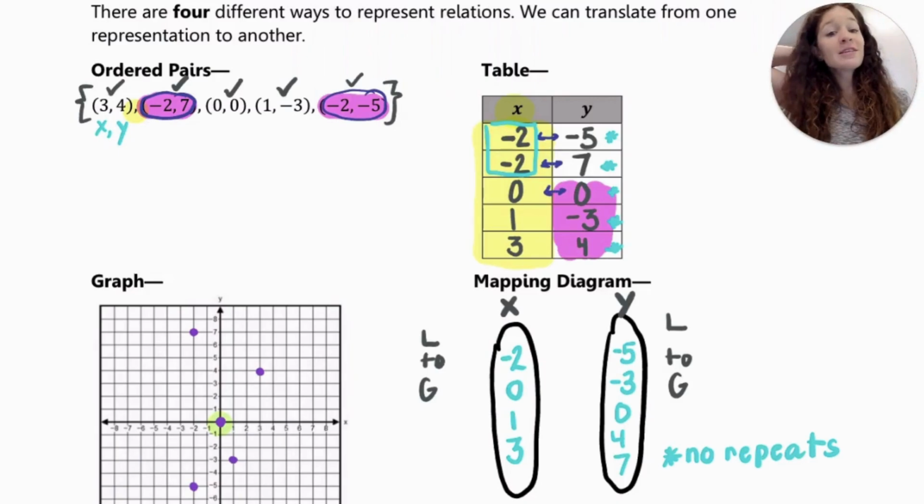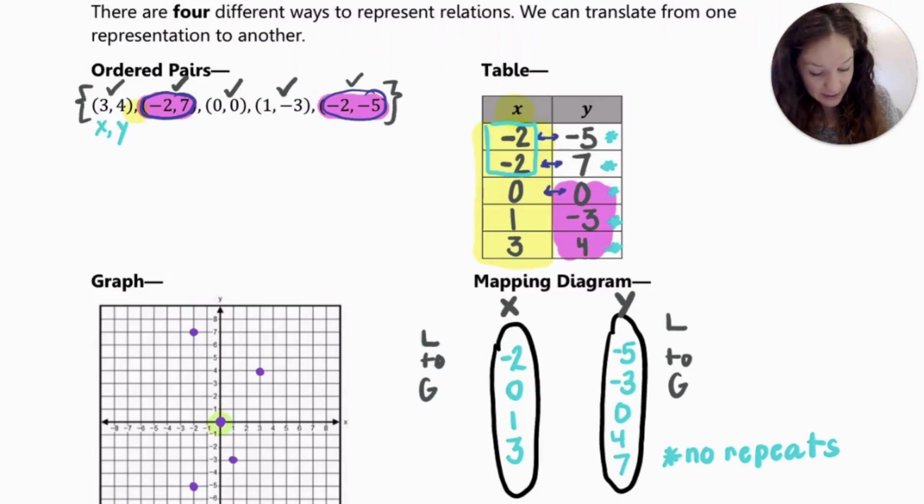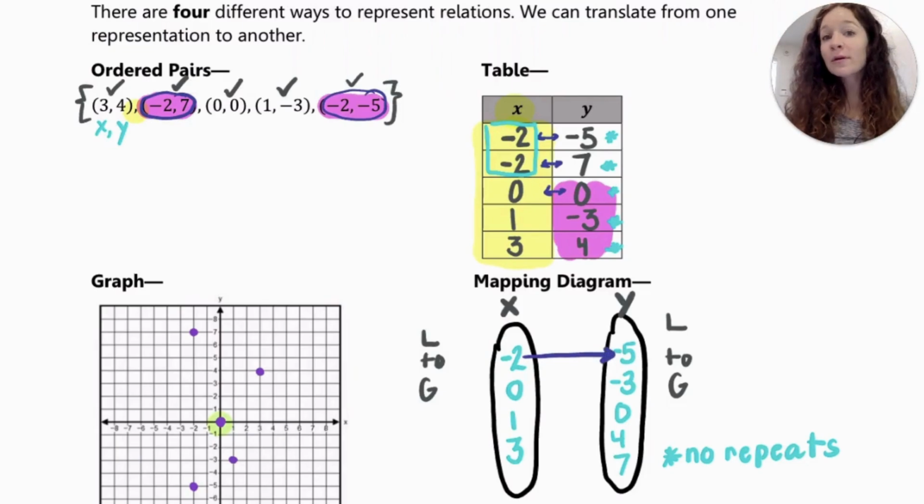Okay, now here's the fun part. This is where you get to draw the map. So what we're going to do is we're going to say, okay, what does -2 map to? What's the y value that goes with -2? And we see that it is 7 and -5. So we're going to draw an arrow from -2 to -5, and then we're going to draw another arrow from -2 to 7. Okay, so it has 2 arrows coming out of it, which makes sense because we had 2 ordered pairs with that x value.